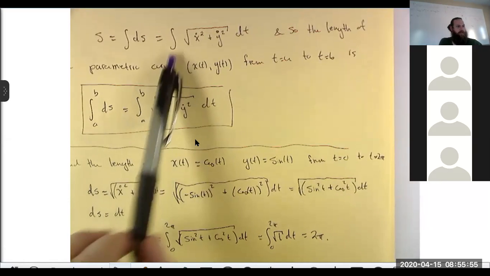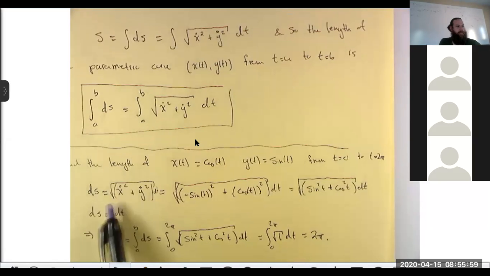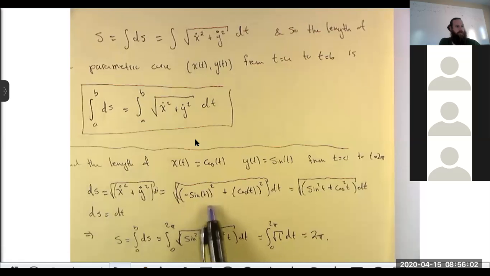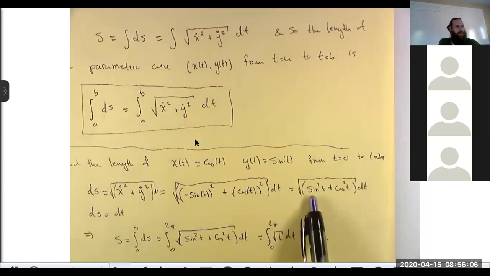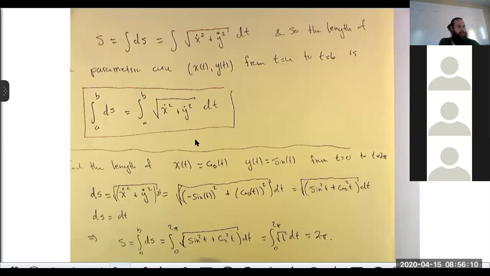And then ds is the square root of x dot squared plus y dot squared, which is the square root of negative sine t squared plus cos t squared. And then sine t squared plus cos t squared, that's just 1. So this is the square root of 1 that I need to integrate. And if I integrate 1 from 0 to 2 pi, I get 2 pi. All right, got it. Thank you.